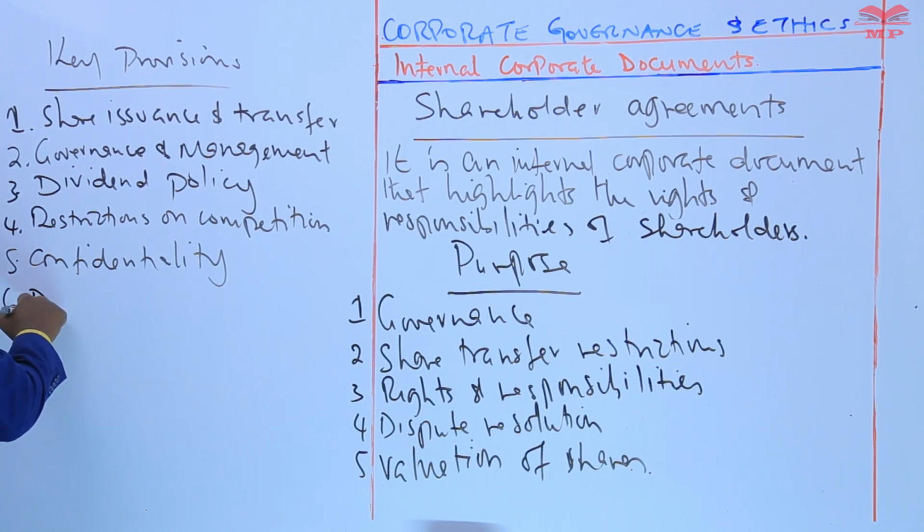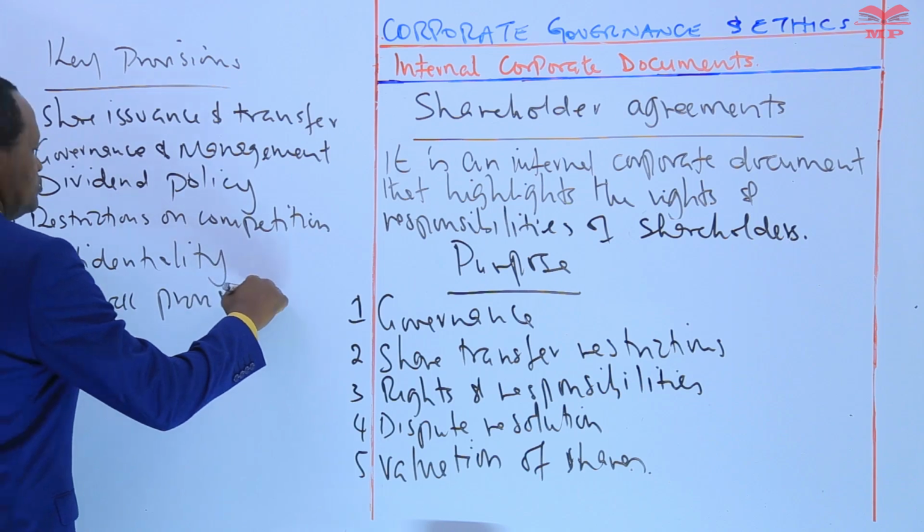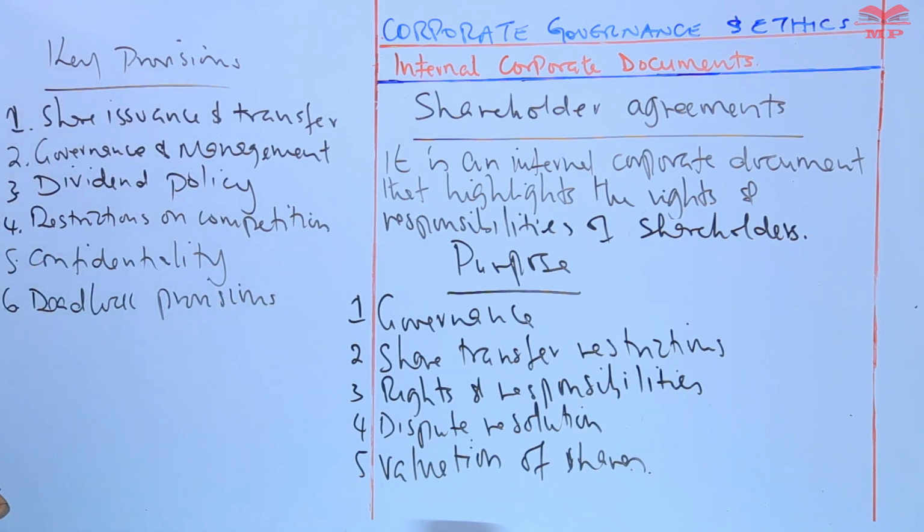Number 5, 6. Deadlock provision. These are mechanisms for resolving disputes if the shareholders cannot agree.